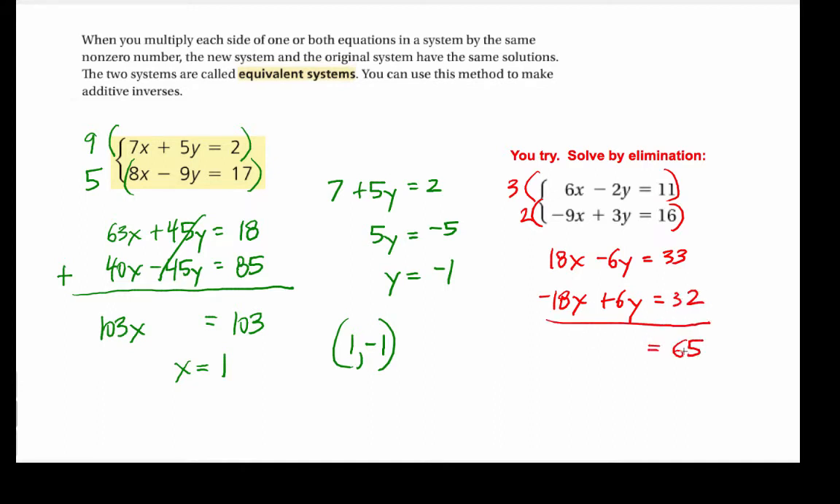Okay. Anybody get a little confused here? If you chose to eliminate y, as we did in the previous example, then you would multiply the first equation by 3 and the second equation by 2, producing this equivalent system. If you chose to eliminate x, your system is probably going to look different. However, when you go to combine your two equations, x and y are eliminated, leaving 0 equals 65.